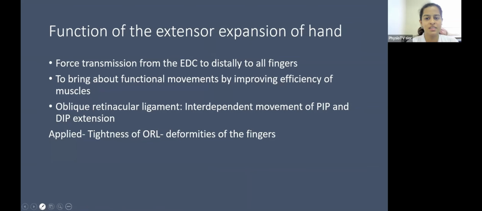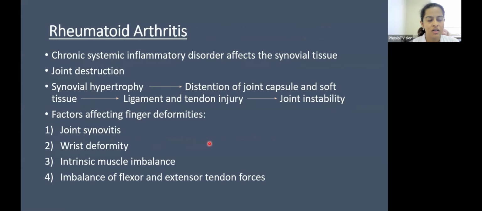The functions of the extensor expansion of the hand are force transmission from the extensor digitorum communis distally to all the fingers, then to bring about the functional movements by improving the efficiency and gliding of the muscles and tendons respectively. And the oblique retinacular ligament, which is very important, helps in interdependent movement of the PIP and DIP extension. So if the oblique retinacular ligament is tight, it leads to deformities, most commonly the boutonniere deformity. We'll see that in detail further.